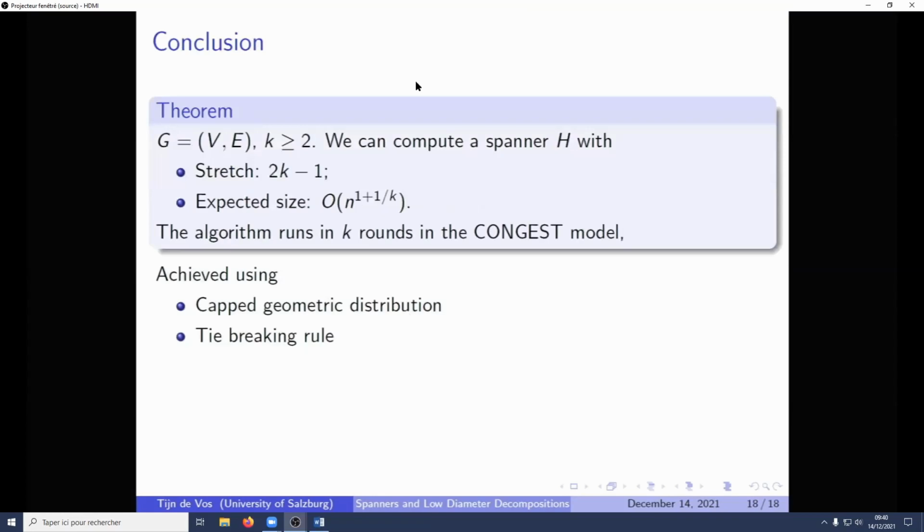So to conclude, this is the spanner, this is our main result. We achieved this using the capped geometric distribution and a tie-breaking rule, which actually shows that you need less randomness than in previous algorithms where they used an exponential distribution. We just need something that is discrete, which I think fits better with the nature of the problem and also avoids problems like how many bits you need to send in a message. Because if you use an exponential distribution, of course, you have infinitely many bits. It's going to be a problem.